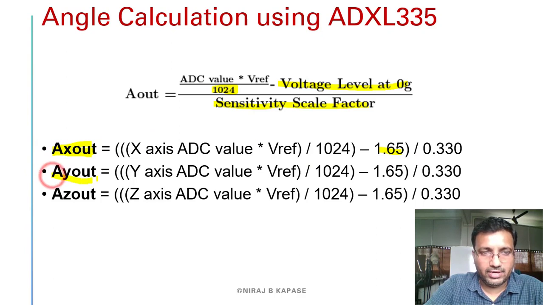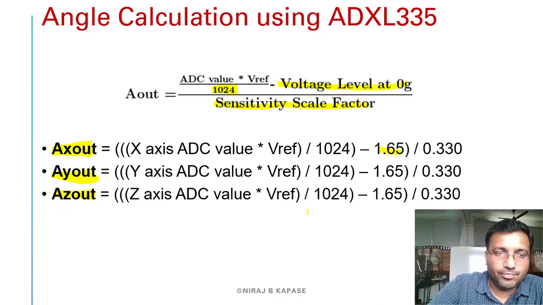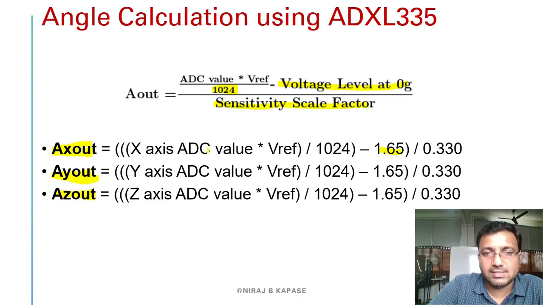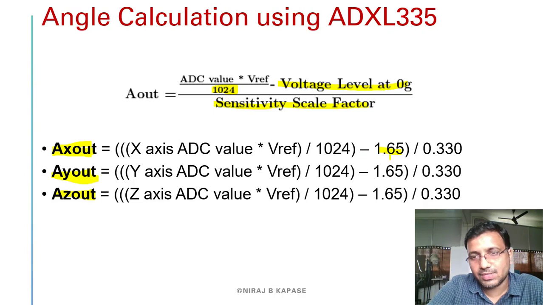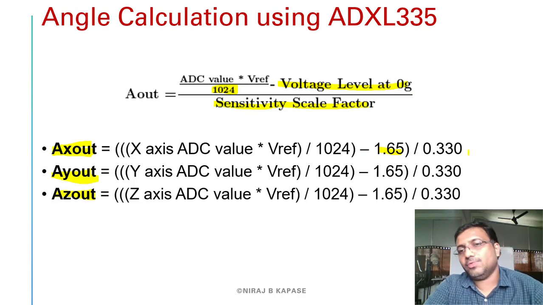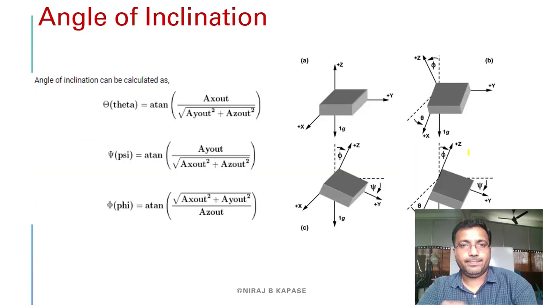AY out, again we need to measure the Y axis ADC value, and for AZ out we need to measure the Z axis ADC value. The formula is the same. We have to note down the formula. AX out is equal to X axis ADC value multiplied by V reference divided by 1024 minus 1.65 divided by 0.330.